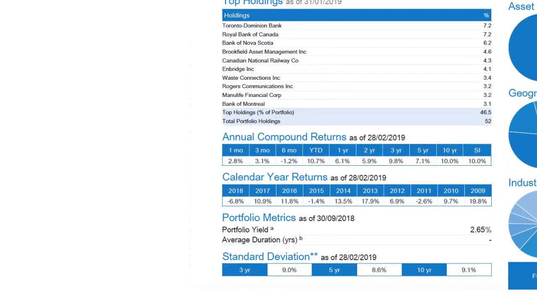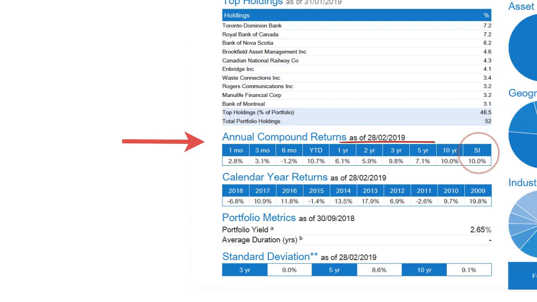Now let's move on to understanding what these portfolio returns mean. If we take a look at annual compound returns, you'll notice it'll say as of February 28th, 2019. That means if you had invested exactly a year prior to that day, you would have earned 6.1%. Year to date refers to January 1st, 2019 up until February 28th. And since inception is back in the day when the fund initially came into existence. So that was back in 1994.